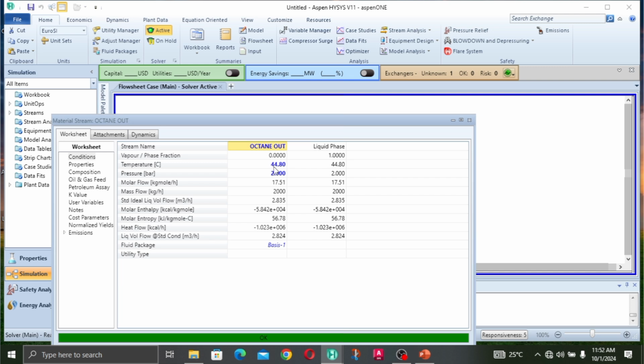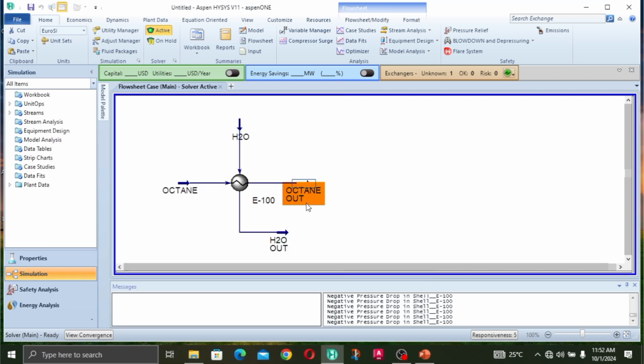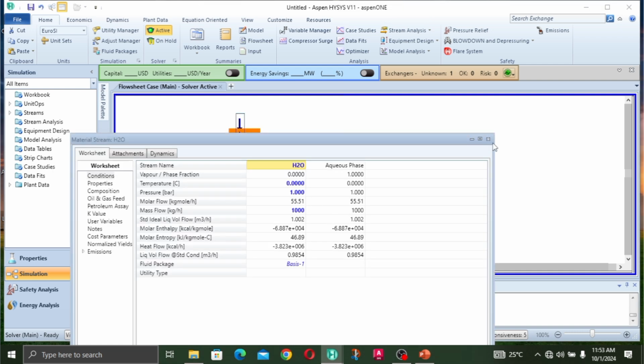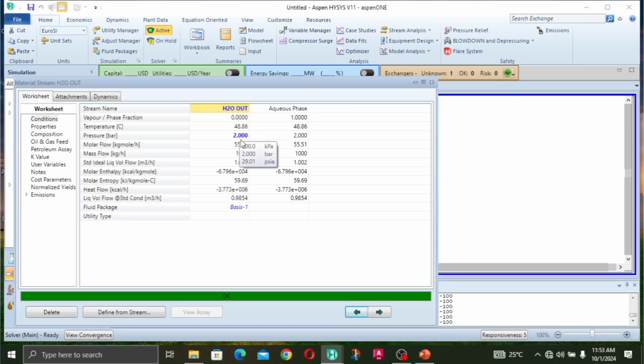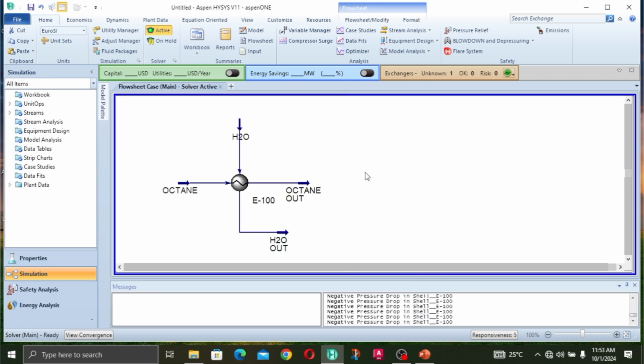It comes out at 44.82 bar. That's the tube out, tube in. H2, that's the shell in, 0 Celsius, 1 bar. Shell out, 2 bar, 48.6 Celsius. Exactly what we saw inside the worksheet for the heat exchanger. The tube goes in, the shell, H2O shell goes in, comes out, shell out. Tube in, tube out. And that's what it looks like after you successfully operate a heat exchanger.